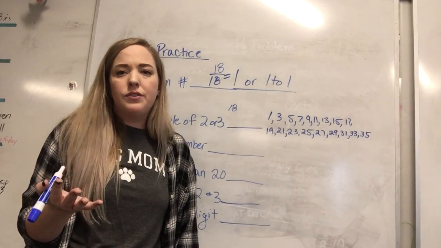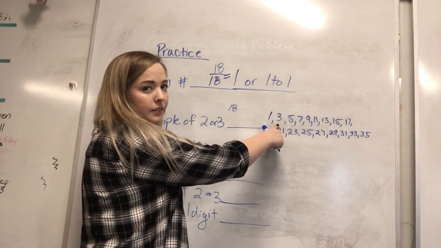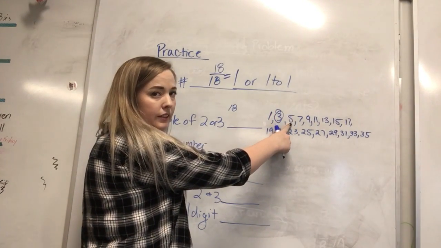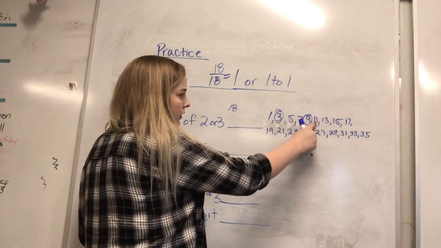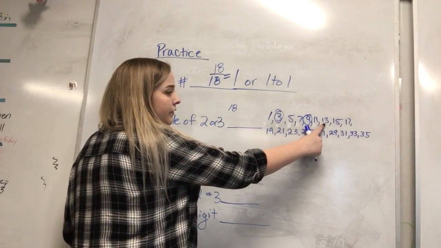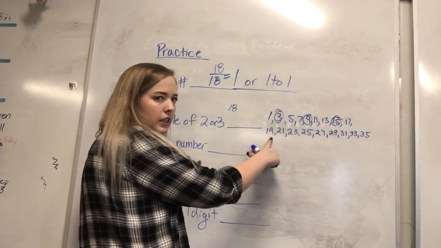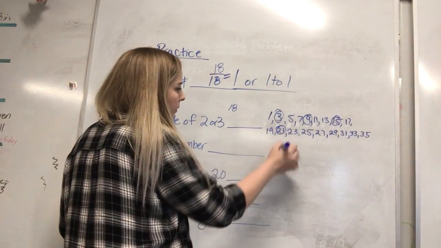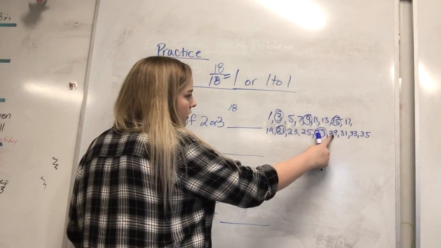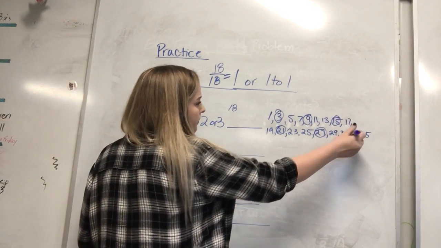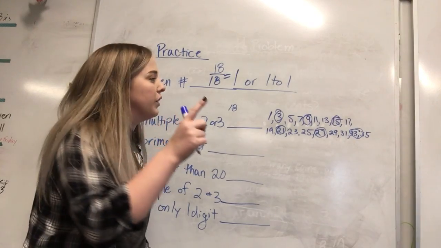Now we're going to go through and see which ones are divisible by 3. Obviously not 1. Can 3? You say yes, you're right. We're going to circle that. Can 5? Nope. 7? 9? Yep, 9 is. 11? 13? 15? Yep. 17? 19? 21? Yep. What about 23? 25? 27 is? Nope. Out of the 18 odd numbers, only 6 of them are divisible by 3.